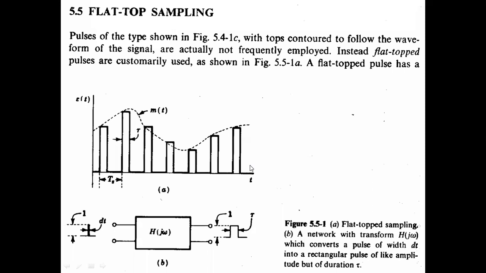One limitation is there. Whereas in natural sampling, flat top sampling has one advantage and one limitation. The advantage of flat top sampling over natural sampling is that the top of the sample is flat, so it is easy to encode the signal, and digitization is easy. Also the noise is less compared to natural sampling. The limitation is that it is affected by the aperture effect.